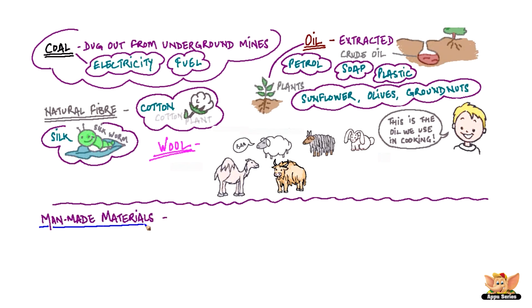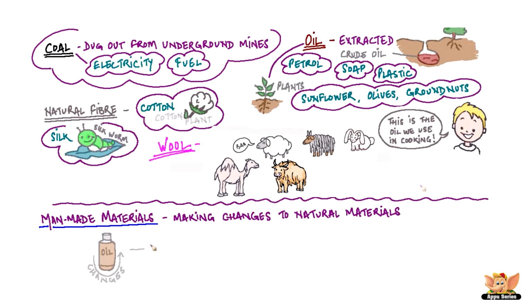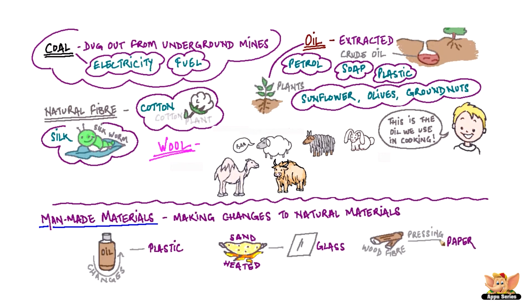Man-made materials are obtained by making changes to natural materials. For example, making changes in oil can produce plastic. Sand is a natural material that can be heated and made into glass. Paper is made by pressing together wood fibers.